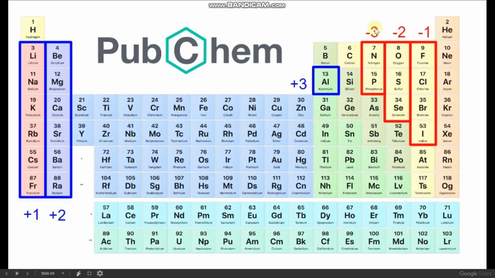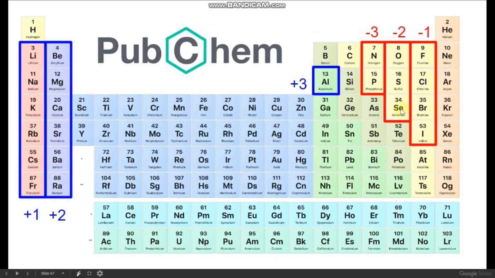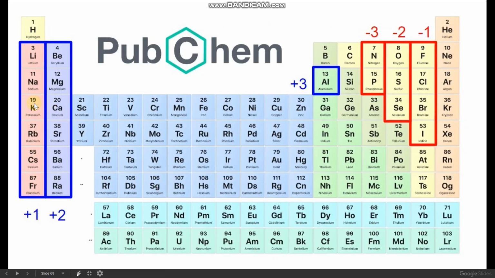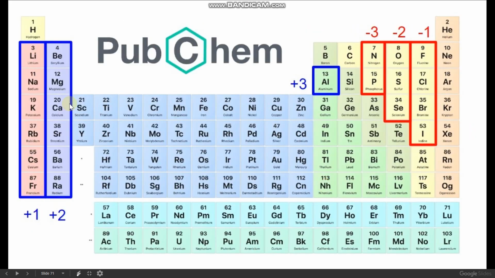Nitrogen is right here. It's in the -3 column. So we will give it a 3- charge. All right. Okay, next up is selenium. Selenium's right here. It's in the -2 column, so we're going to give it a 2- charge. Next up is potassium. Potassium is right here. It's in the +1 column, so we're going to give it a positive charge. Remember, we don't write the 1. Next up is barium.